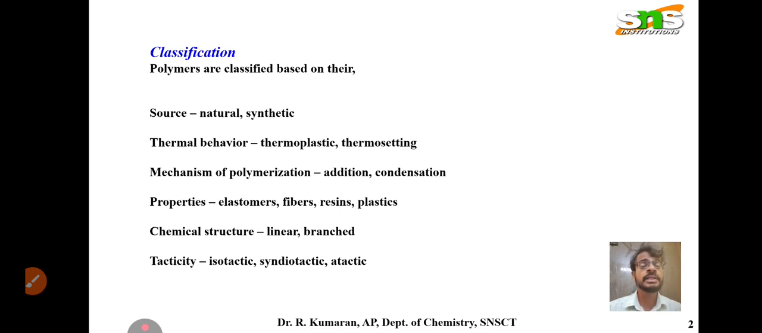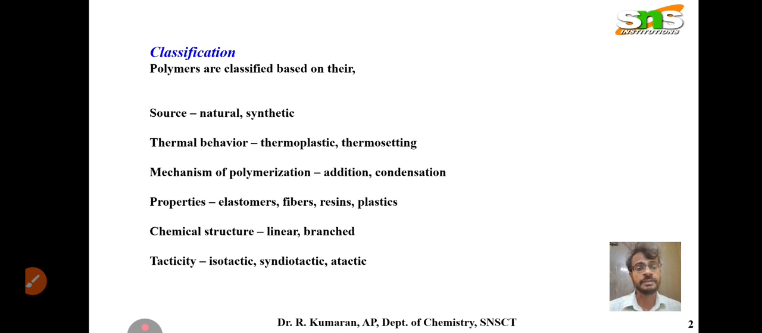And how the structure looks: fiber type, plastic or resin type, elastomer type, that is based on properties, their behavior. And chemical structure, whether the chain looks straight, linear, or cross-linked, or branched. These are some of the chemical structures that a polymer deals with. So linear or branched.